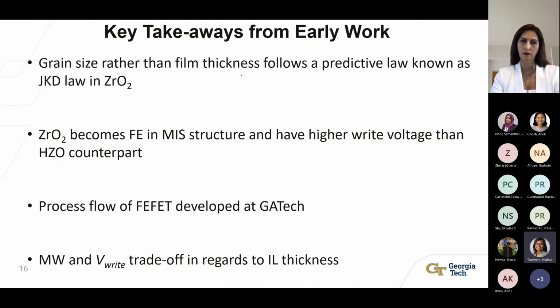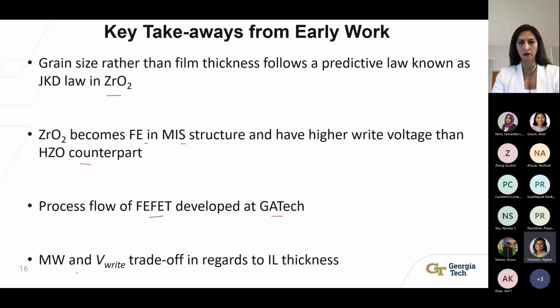So these are some key takeaways from my early PhD work, which indicates that grain size follows a predictive law known as the JKD law in zirconium oxide films. We also saw that zirconium oxide becomes ferroelectric in MIS structure and has a higher write voltage than its HZO counterpart, which is why later on we shifted our attention to HZO. We were also able to develop a process flow for fabricating FeFETs in Georgia Tech's clean room.